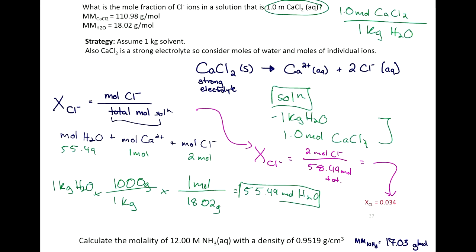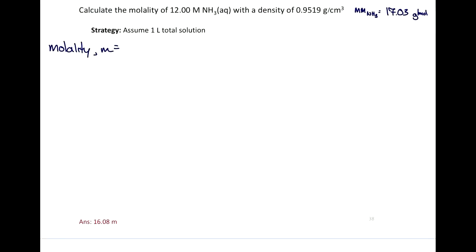Okay, so let's do one last concentration example. And I'll say this is the hardest part of the chapter, navigating all these different concentration units. All right, so let's calculate the molality of a 12 big M ammonia solution that has this density. And I give you the molar mass of ammonia. Okay, so we are calculating molality this time. So molality is small m, this is not a mistake. So molality of an ammonia solution is going to be moles of what?